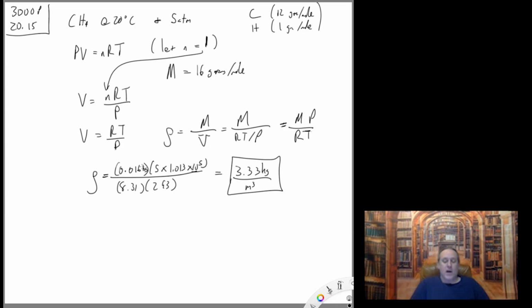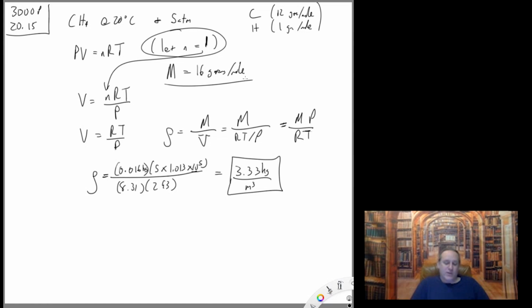Okay, so what if we didn't make this stretch of letting the number of moles equal 1? It doesn't tell us how much gas we have. So we basically can pick any number of moles we want and compute the volume of that number of moles and the mass of that number of moles. So it's easiest to get the mass of 1 mole. So that's what I did.